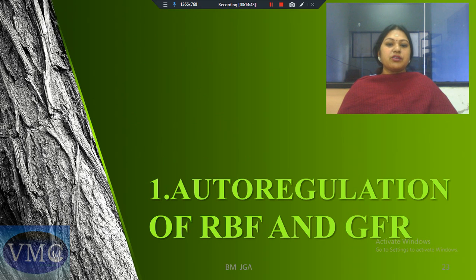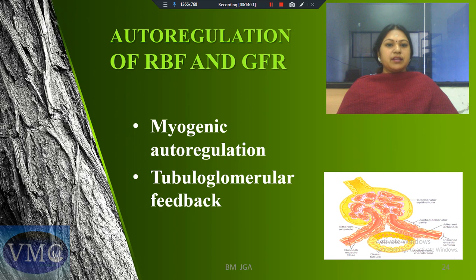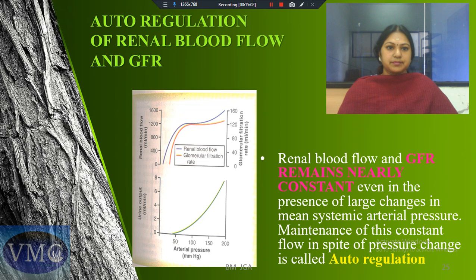The first one is autoregulation of renal blood flow and GFR. GFR is the glomerular filtration rate. So there are two mechanisms. One is myogenic autoregulation and another one is the tubuloglomerular feedback mechanism. What is autoregulation of the renal blood flow and GFR? Renal blood flow and GFR remain nearly constant even in the presence of large changes in the mean systemic arterial pressure. Maintenance of this constant flow in spite of pressure changes is called autoregulation.